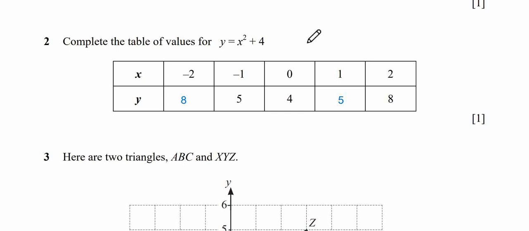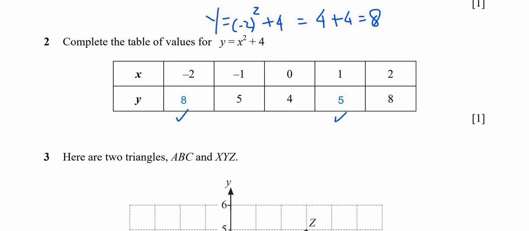So just plug the number into the equation. x is minus 2, squared, plus 4. So minus 2 squared is 4, plus 4. So that's how we got 8 for this one. The same applies to this one. x is 1, so we just plug 1 into the equation. So 1 squared is 1, plus 4 is 5. That's how we got 5. Right? I know, still easy. Let's move on to the next number.